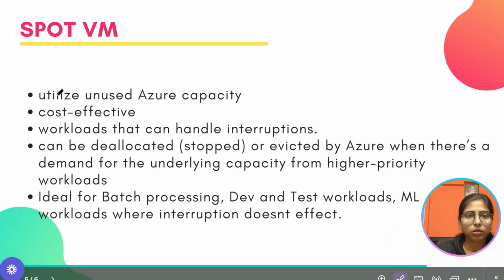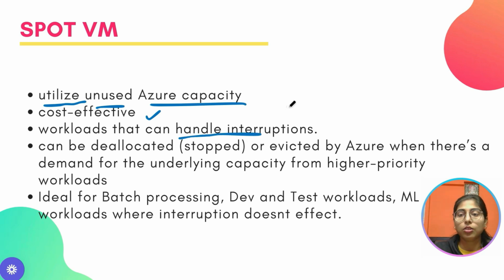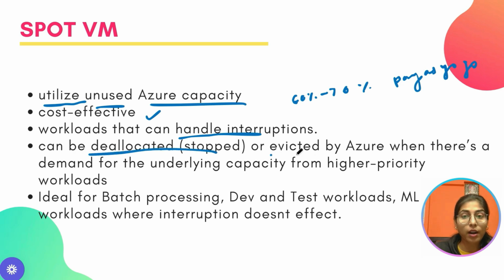So you basically use spot VM to utilize unused Azure capacity. So it's very cost effective, but you can run only those workloads that can handle interruption, right? So it is very cost efficient, around 60 to 70% less costly than your pay as you go model. But the problem is it can be deallocated or stopped or evicted by Azure when there is a demand for the underlying capacity from higher priority workloads. So it can be taken away from you if there is a demand from higher priority workloads.